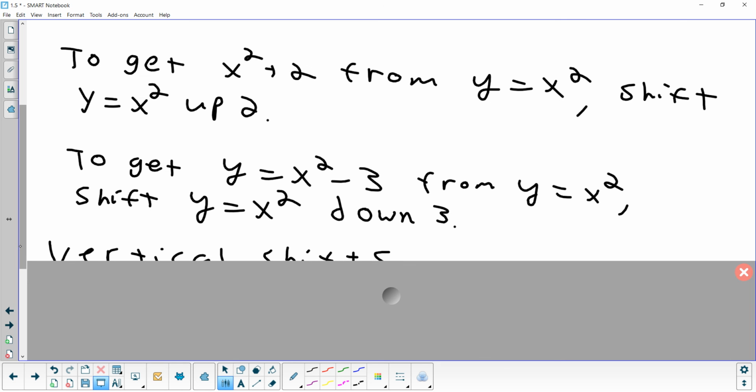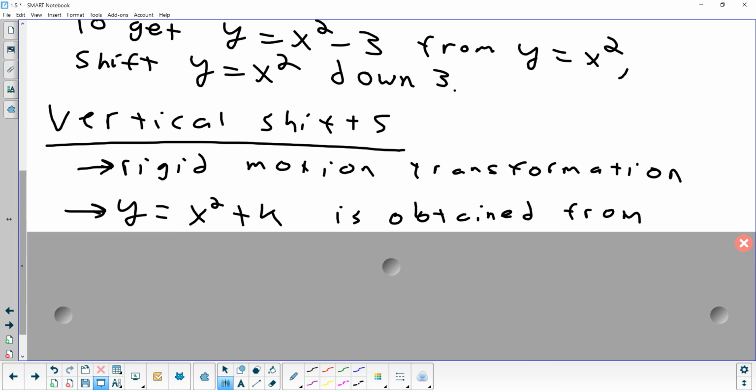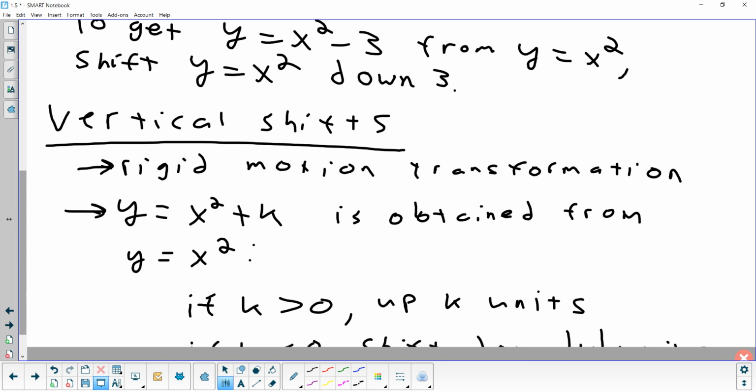Now, we never say shift down negative 3. You always shift a positive number of units. Up would be positive, down covers negative. So don't say something like shift up negative 5 units, or always shift a positive number of units that tell me the direction. So these are examples of vertical shifts. They're called rigid motion transformations because they don't stretch. All they do is take what you have and move it somewhere else.